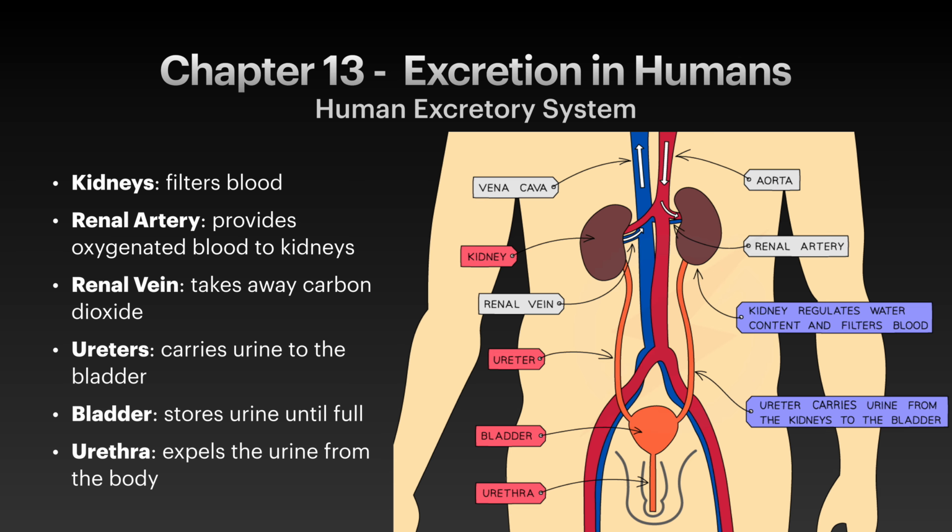Next, we have the ureters. These are tubes that carry urine from each kidney to the bladder. There are two ureters, one from each kidney. The bladder is a muscular bag that stores urine temporarily until you are ready to urinate. We have the urethra, the last part of your excretory system. This is a tube that carries urine from the bladder to outside the body during urination. Here's a key point: don't confuse the ureter and the urethra. Remember, the ureter goes to the bladder and the urethra goes through to the outside of the body.